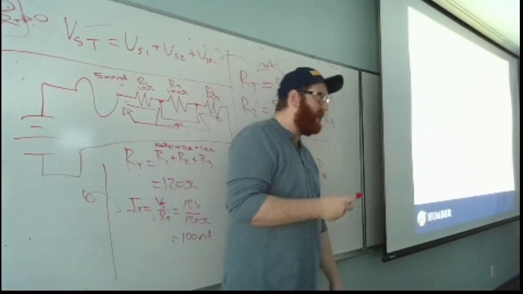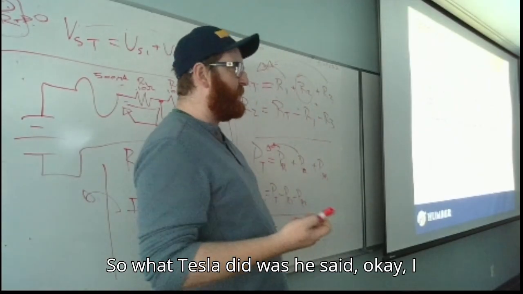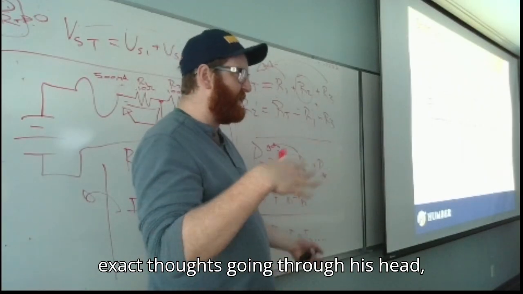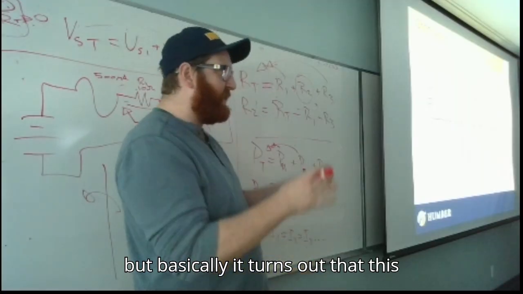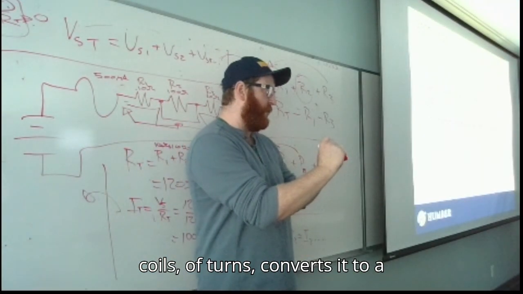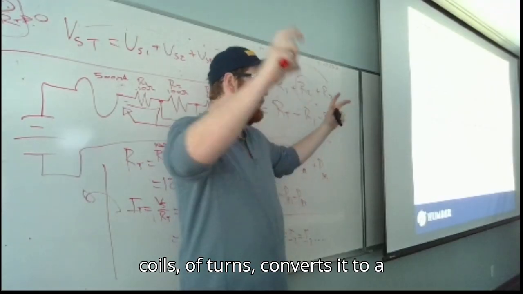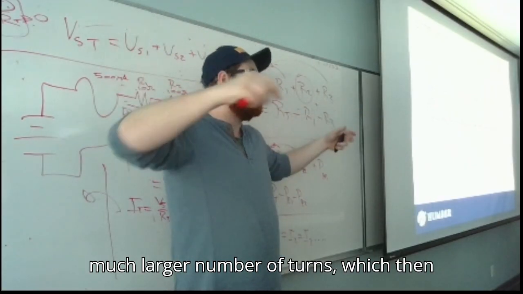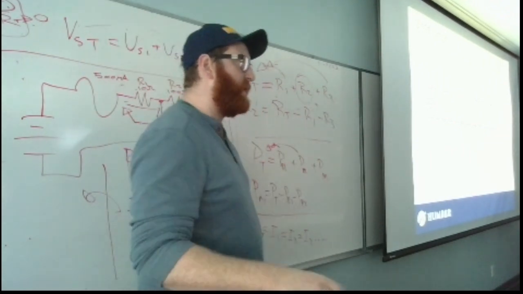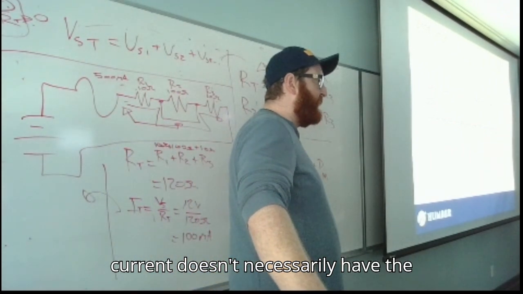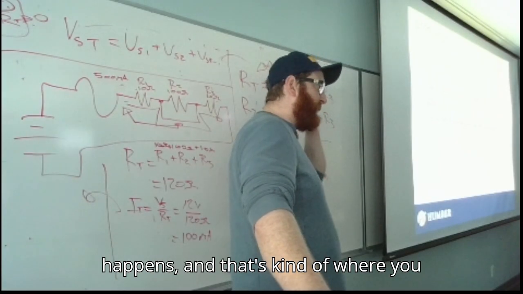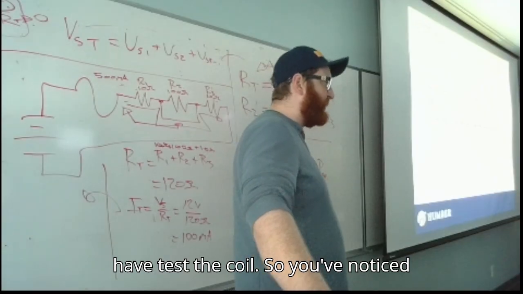So what Tesla did was he said, okay, I can take, I don't know if this was the exact thought going through his head, but basically it turns out that this device takes a small number of coils, of turns, converts it to a much larger number of turns, which then has the ability to stretch out, but the current does drop when that happens. And that's kind of where you have the Tesla coil.